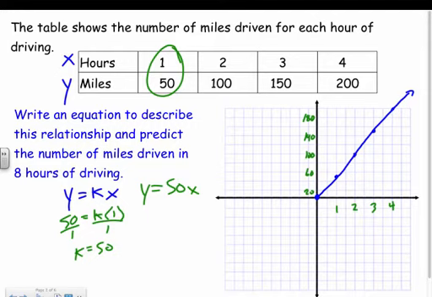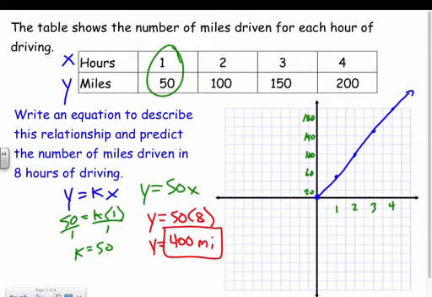And then it says estimate 8 hours of driving. Well, hours is in for my x, so I'm going to plug in 8 for my x here. So 50 times 8, and we end up with 400 miles. That would be my answer. So I wrote the equation, and I described the relationship with that y equals 50x, and then I predicted by plugging in 8. It didn't tell me I had to graph, but I wanted a graph to give this a visual. So there's an example of a proportional relationship.